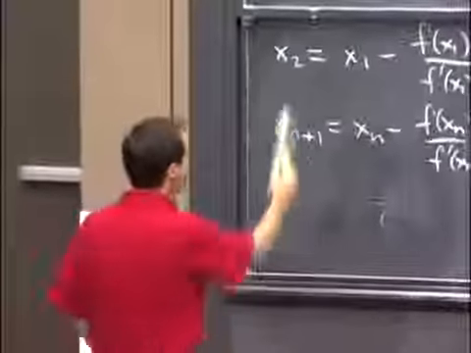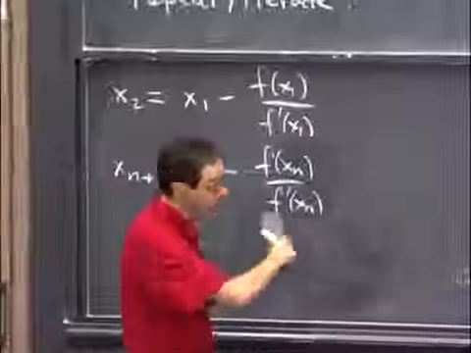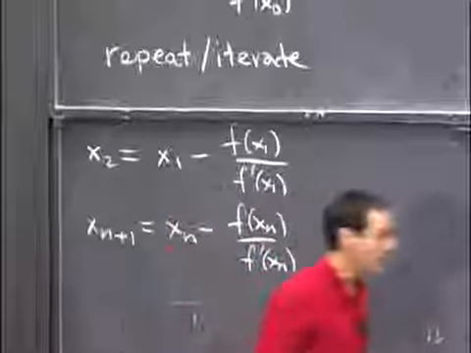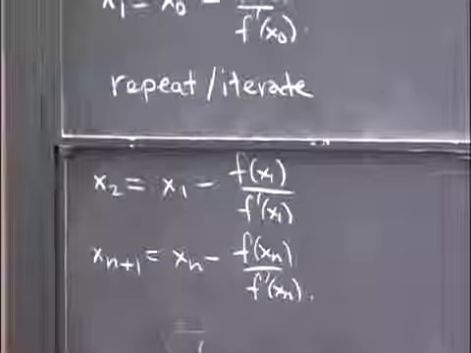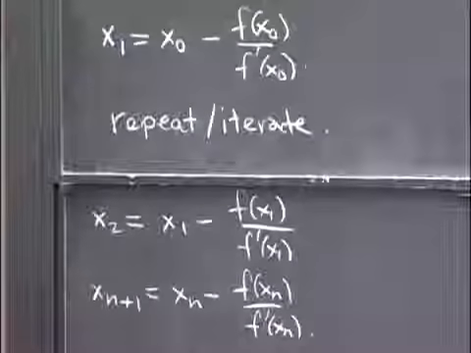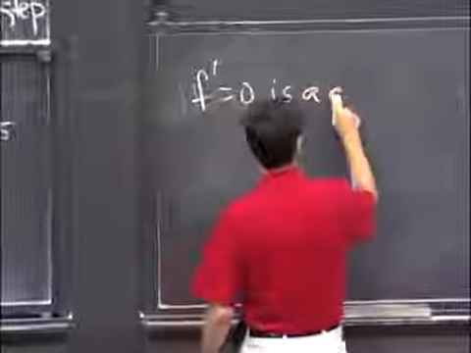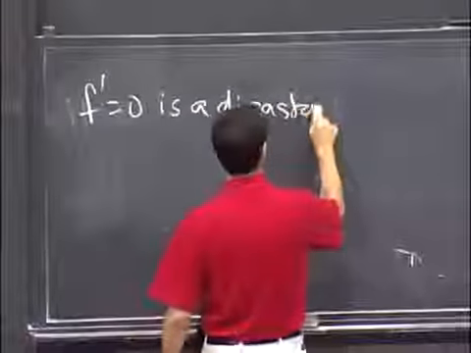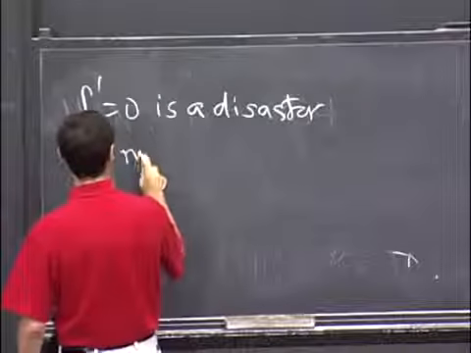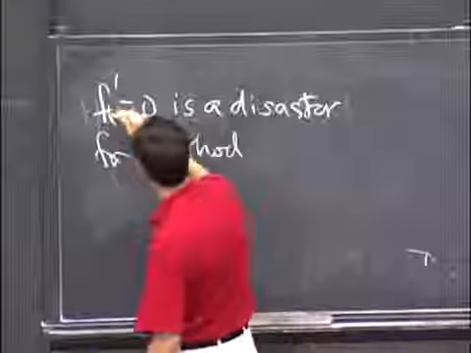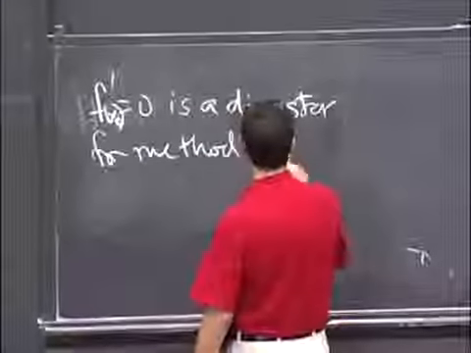All right, so that's 0. That's undefined. It's not surprising. It's consistent. The parallel line doesn't meet the axis, and you have no x1. So if you like, another point here is that f prime 0 is a disaster. A disaster for the method. Because if f of x0 is 0, then x1 is undefined.